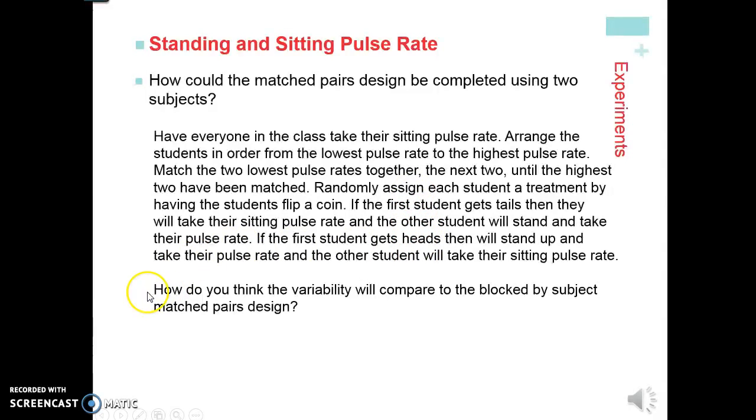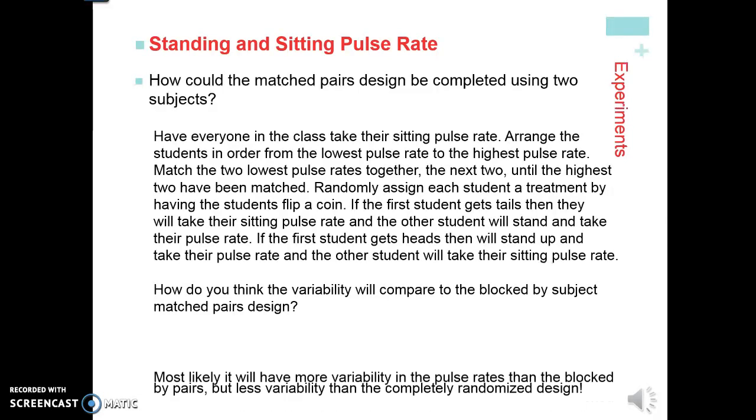Now, think about this. How do you think the variability will compare to the blocked by subject matched pairs? Do you think it's going to be more variable? Are you going to have more variety of answers when we do matched pairs? Or do you think we're going to have less variability when we do two subjects versus one? So which is going to have more variability, the matched pairs with a single subject or the matched pairs with two subjects?